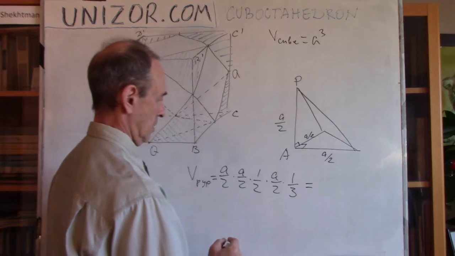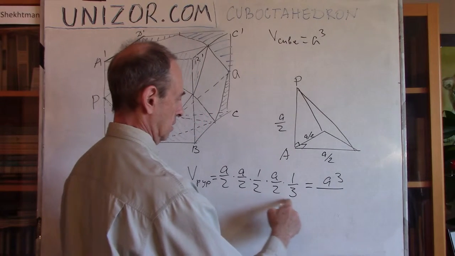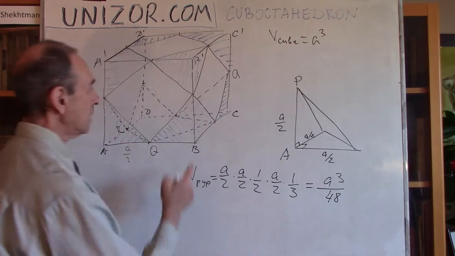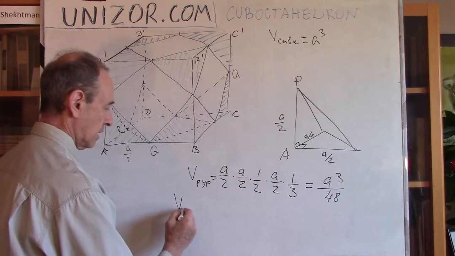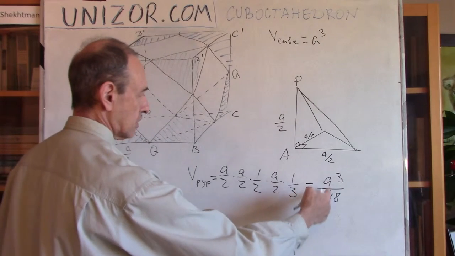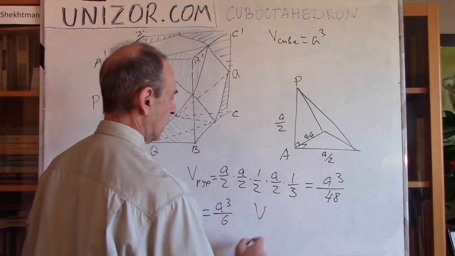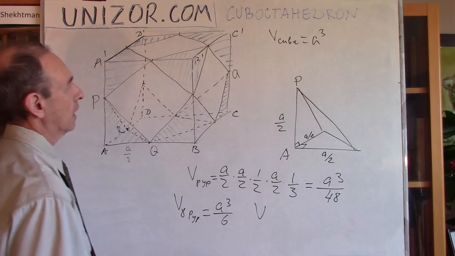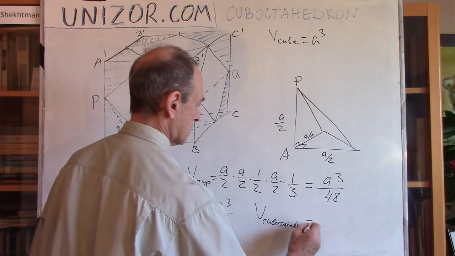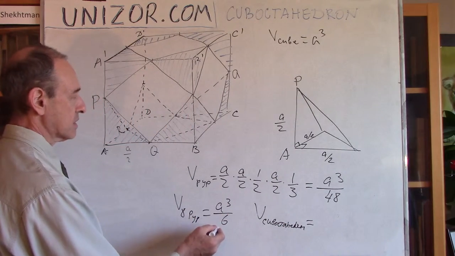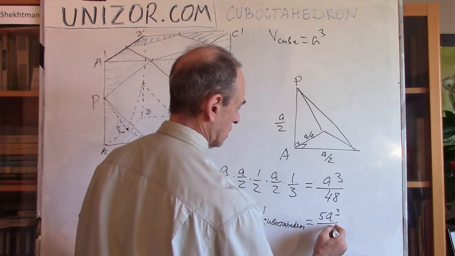equals a cubed divided by 48. Now, we have 8 such pyramids. Since we have 8 such pyramids, the volume of the 8 pyramids is equal to a cubed over 48 times 8, which is a cubed over 6. So the volume of our cuboctahedron is equal to, well, if a cubed over 6 is the volume of all these pyramids, whatever remains is obviously 5a cubed over 6.